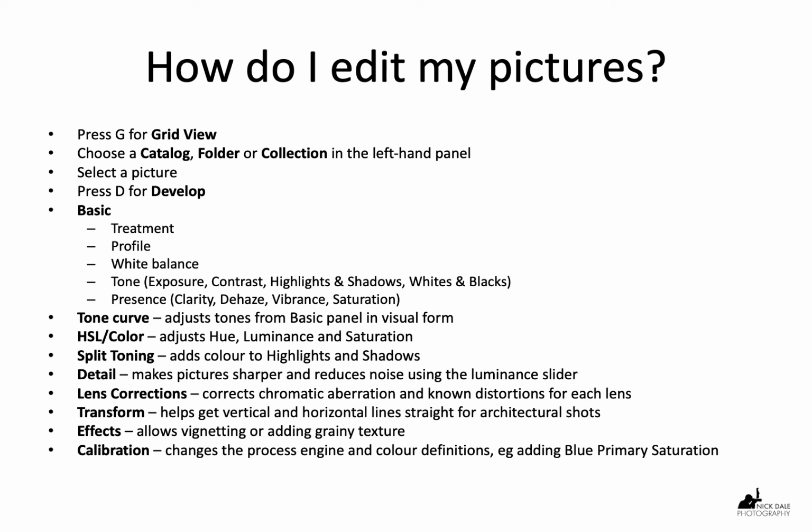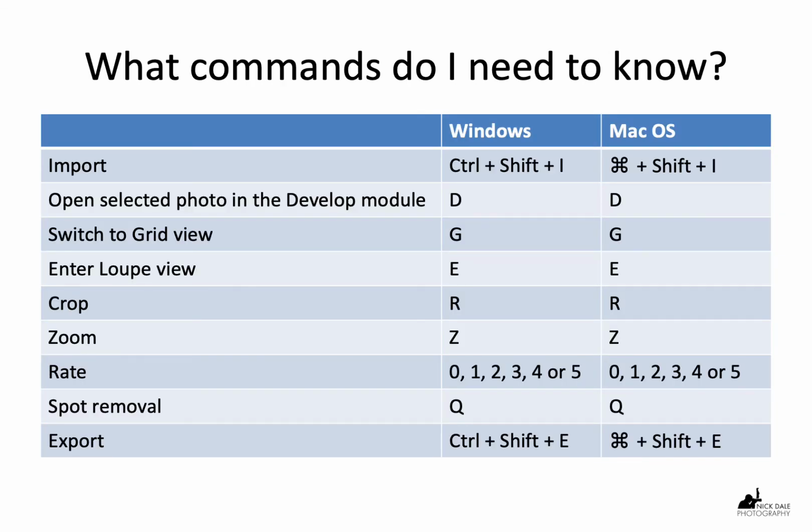So, how do I edit my picture? What commands do I need to know? So again, this is only a quick and dirty version of all the options, but the most important are the ones shown here. And I've tried to show the Windows version and the Mac OS version, just in case you're on a different system. So importing, first of all, that's pretty easy, Control-Shift-I, and then Command-Shift-I on the Mac. If you want to open any photo in the Develop module, it's the same, D for both. Switching to grid view is the same, G for both.